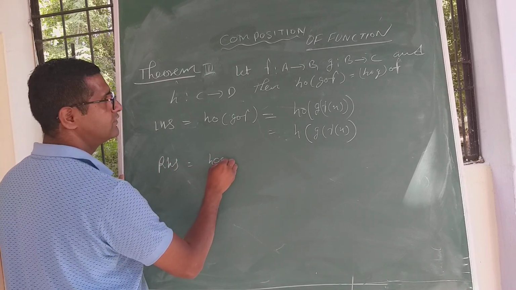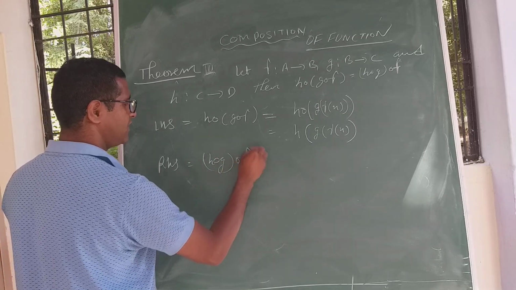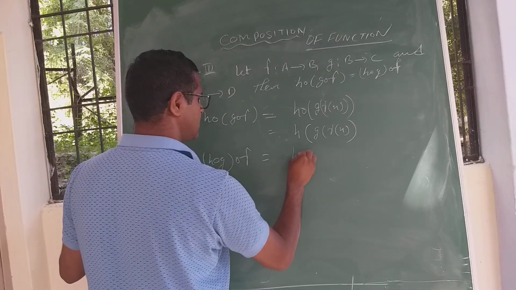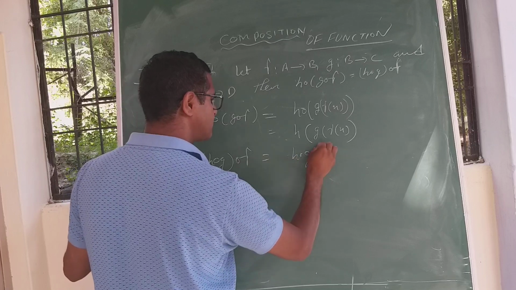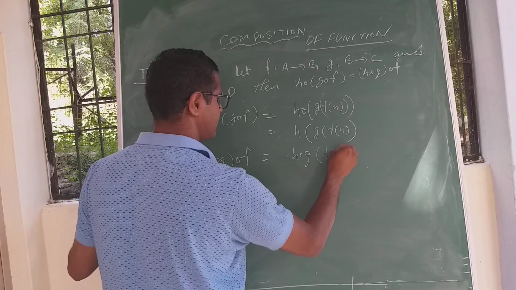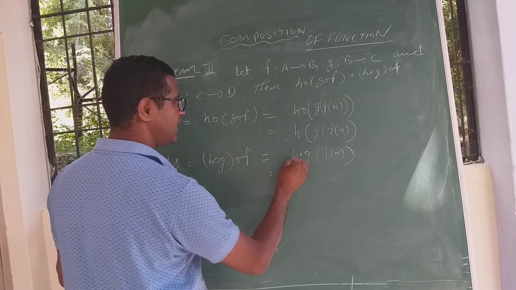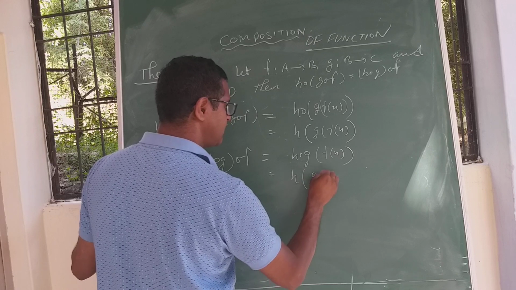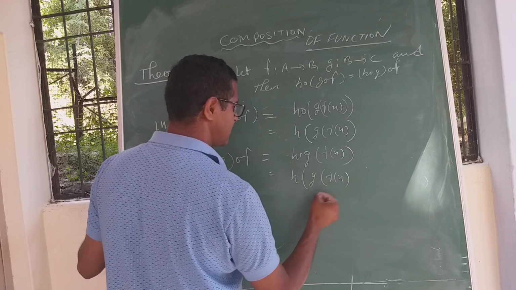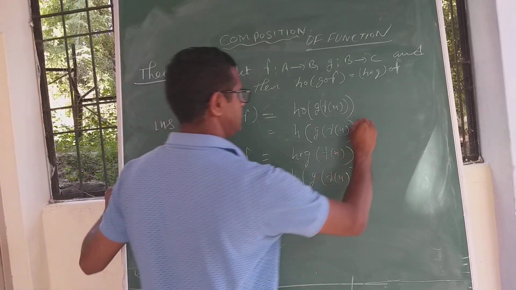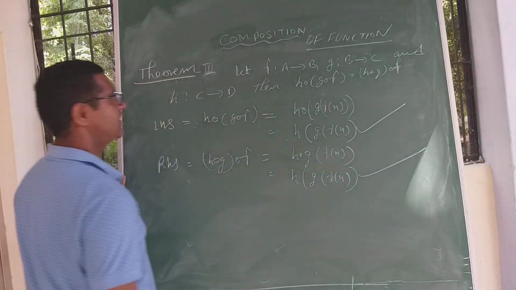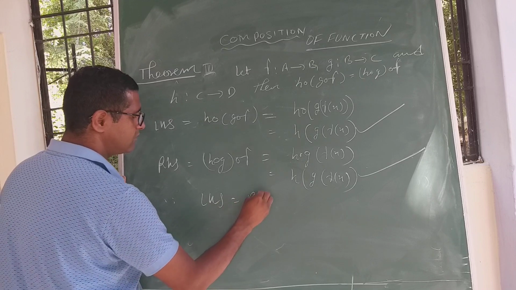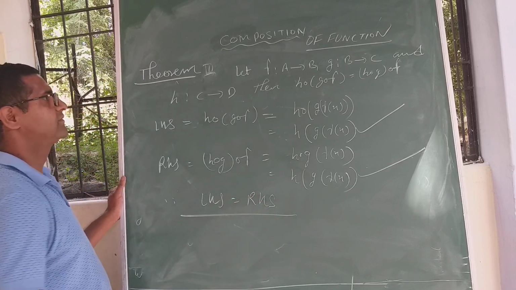In the same way on the right hand side, h∘(g∘f) of x means h of g of f(x). Both are the same. Therefore, left hand side equals right hand side.